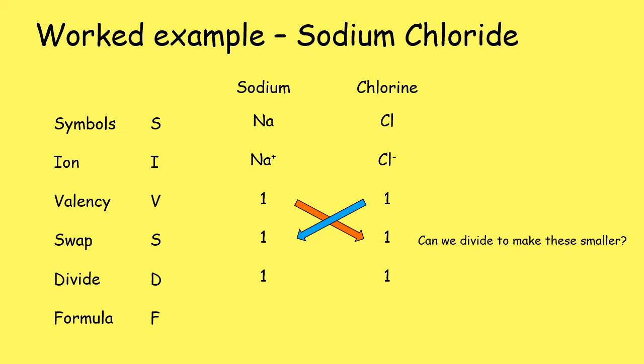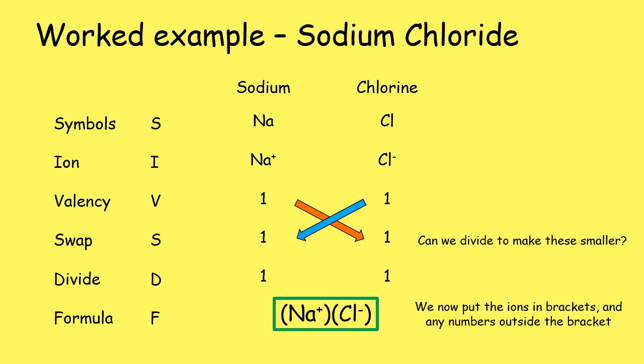Now this time for the chemical formula, we're going to be using the ions in the formula. And what we do is we have to put the ions in brackets. So we put the Na+ in a bracket and the Cl- in a bracket. We would write numbers if the numbers at the end were more than 1. But it's Na+ in a bracket and a Cl- in another bracket.